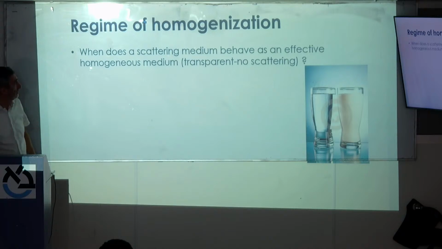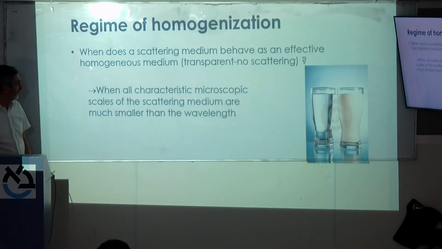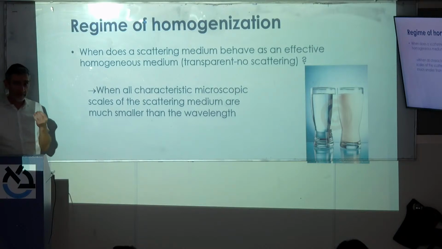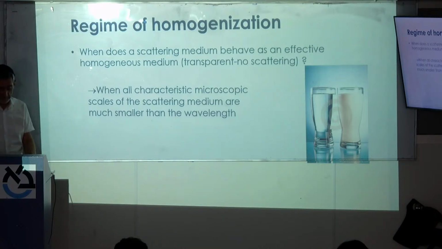So when does the scattering medium behave as an effective homogeneous medium and not like the milk, for instance? You remember we said that when all characteristic microscopic scales of the scattering medium are much smaller than the wavelength, so the particles are very small compared to the wavelength. But yet, there is some scattering. So what happens there?